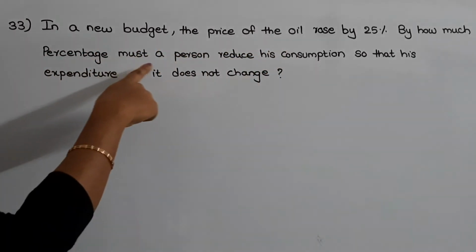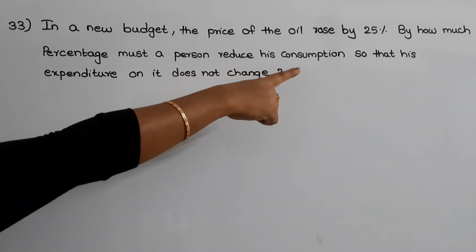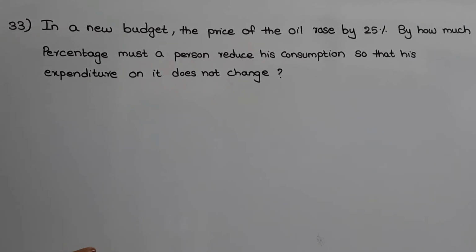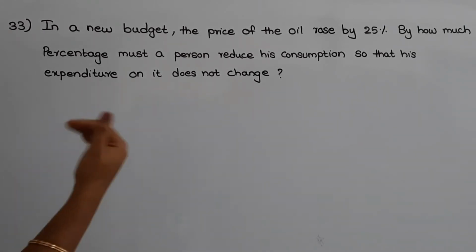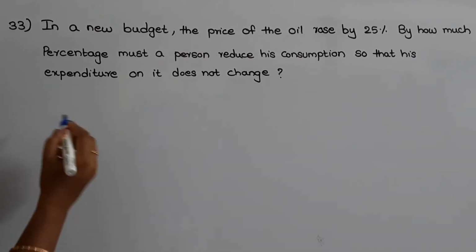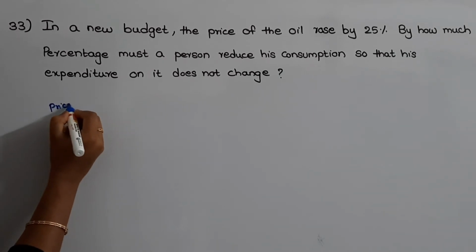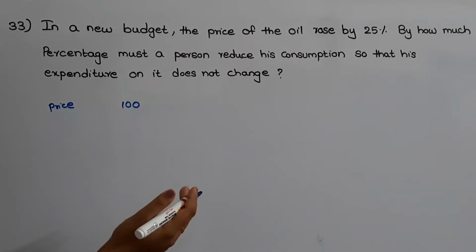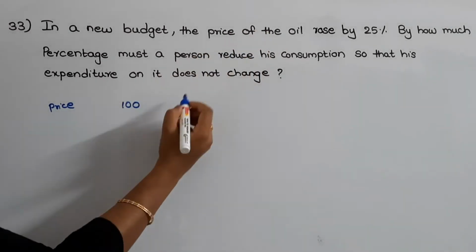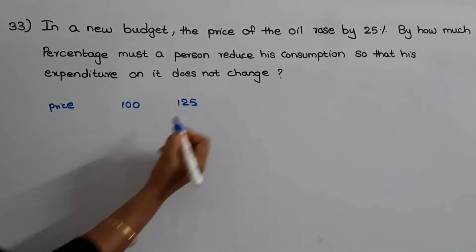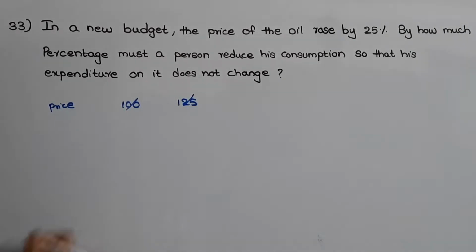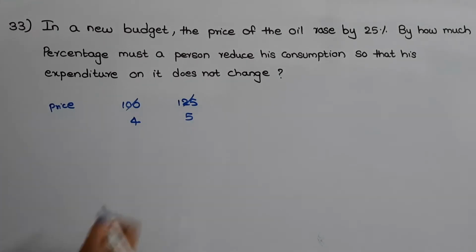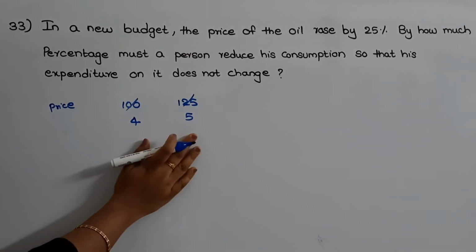The next question is, in a new budget, the price of the oil rose by 25%. By how much percentage must a person reduce his consumption so that his expenditure on it does not change? So in this question, they are telling that the price of the oil rose by 25%. So let us consider the initial price as 100. So the price of the oil after rising will be 100 plus 25, that is 125. Now let us find out the ratio of this. So that will be 4:5. So the price ratio is 4:5.